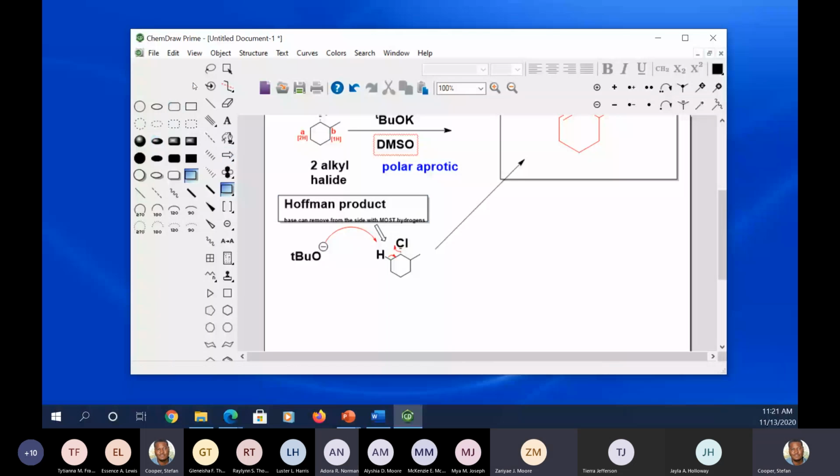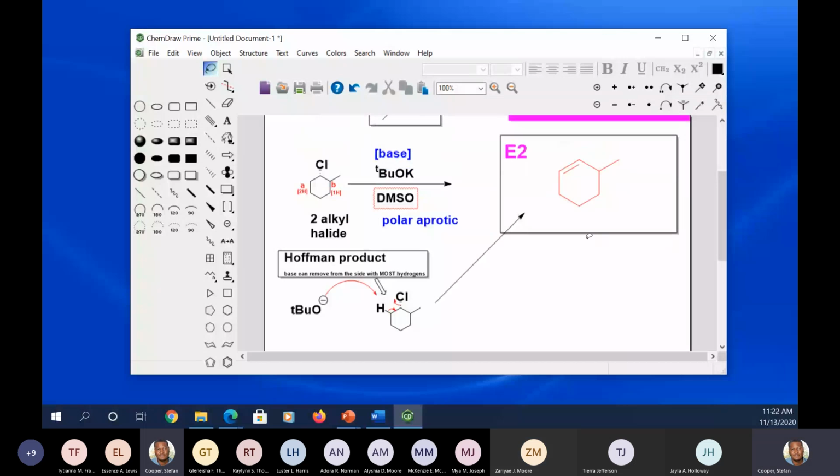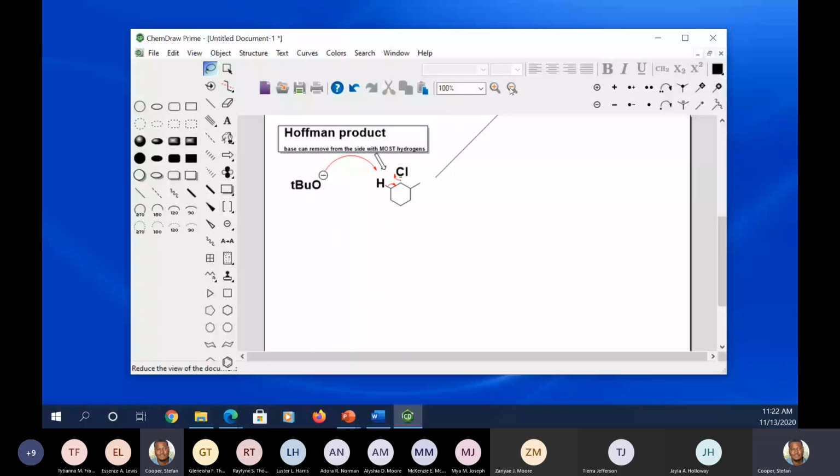So Dr. Cooper, on the test, would you ever ask us to draw the minor product of this, that would be when it goes and joins the other side? No, I won't. I usually won't. I'm just more interested in, can you draw the right one, given the right base? Okay. All right, we're going to try to do some questions where I mix things up shortly.